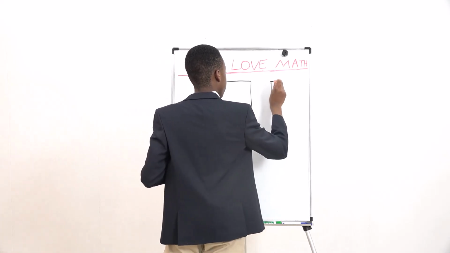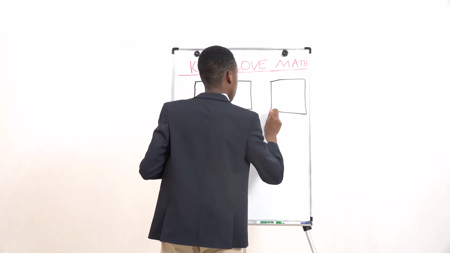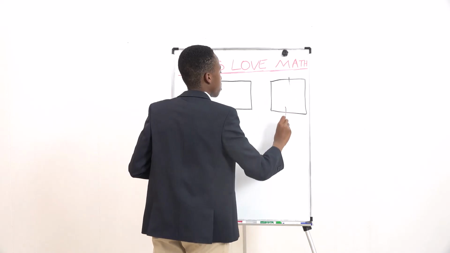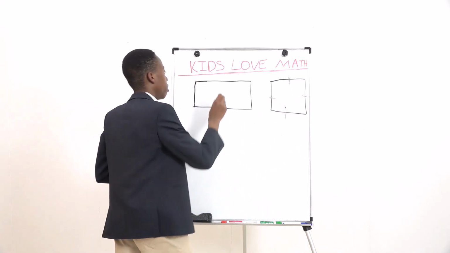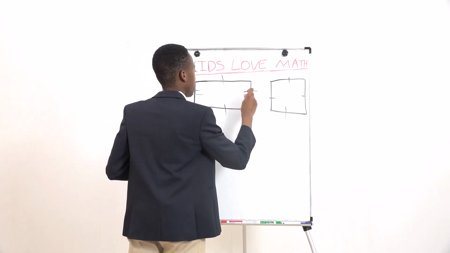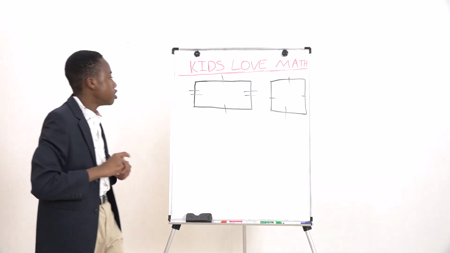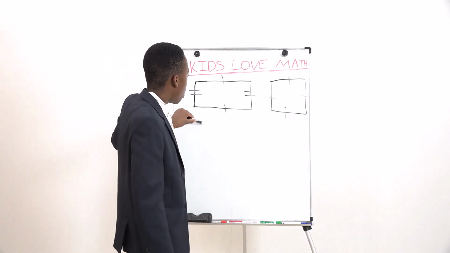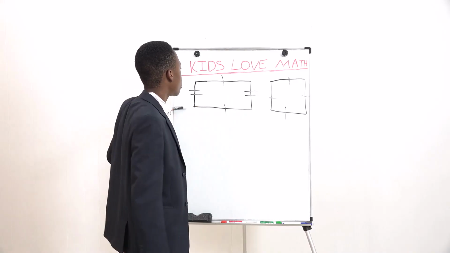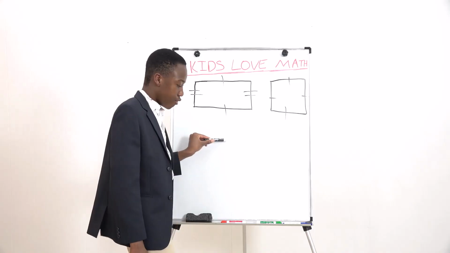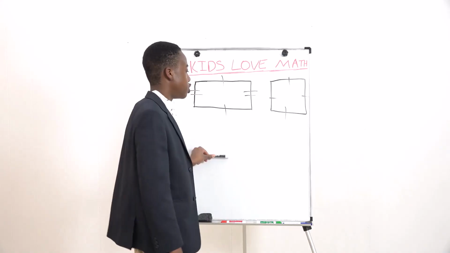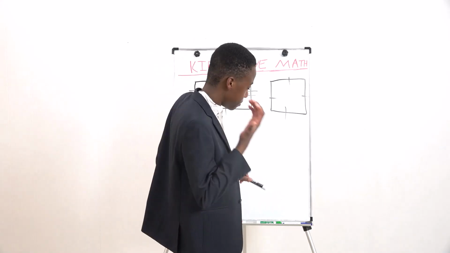A rectangle has two sides that are equal to each other. But for a square, these sides are all equal. Rectangle, not so much. So when we look at it, we see that a rectangle has 2 pairs of parallel sides, one here and one here. But for a square, all sides are equal.